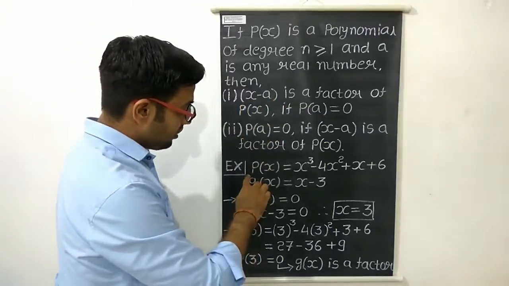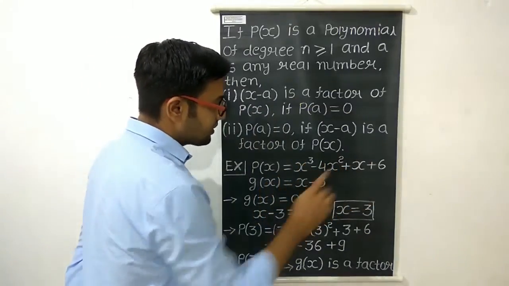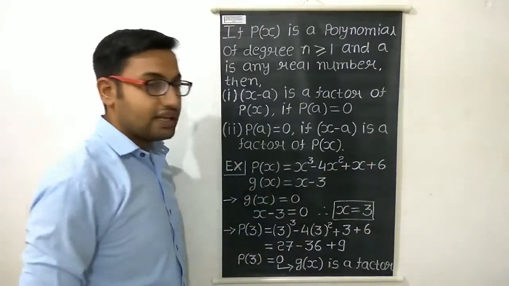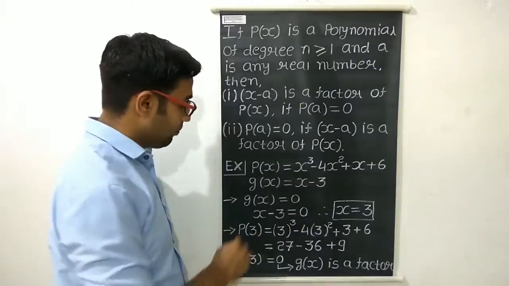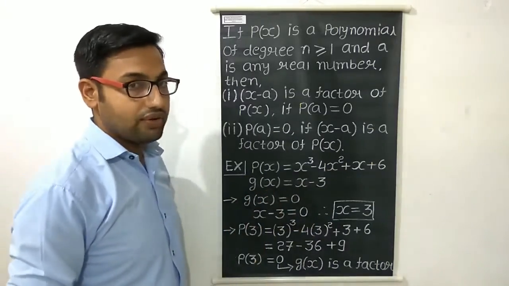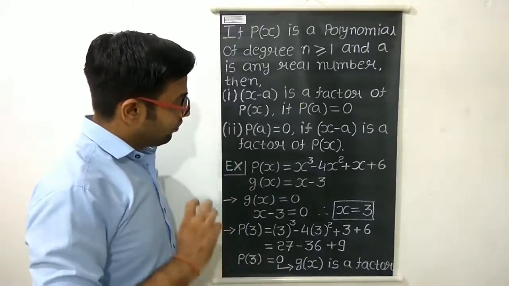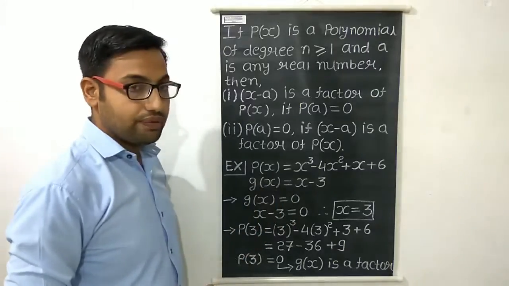So let's suppose our P of x is equal to x cube minus 4x square plus x plus 6, and g of x is equal to x minus 3. So this P of x is our dividend polynomial, g of x is our divisor polynomial. Okay, so to find the zero, first of all we have to take g of x equal to 0.